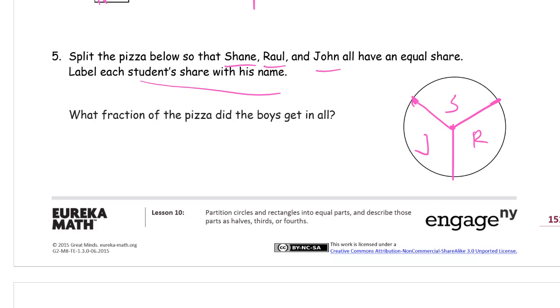Okay, now what fraction of the pizza did the boys get in all? So it didn't ask what each boy got. All of the pizza, right? They each got 1/3 of the pizza. So John got 1/3 and Shane got 1/3 and Raul got 1/3. So together that's 1, 2, 3. That's 3/3. So it's 3.